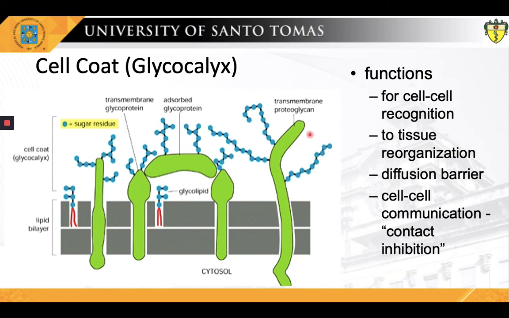The cell coat serves a wide array of functions. First, it is crucial for cell-to-cell recognition and for tissue reorganization. It also acts as a filter to regulate the passage of molecules, thus a highly effective diffusion barrier. And lastly, it plays a major role in cell-to-cell communication, like contact inhibition, for instance.